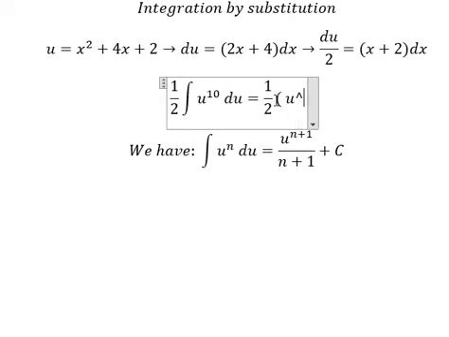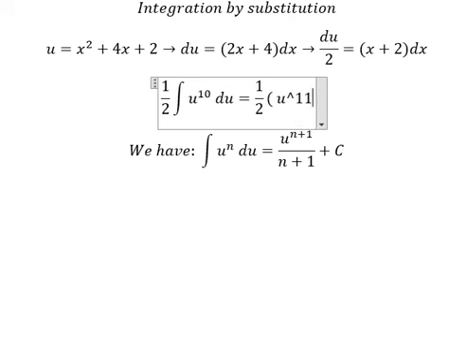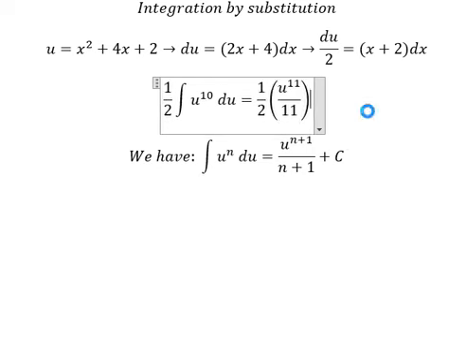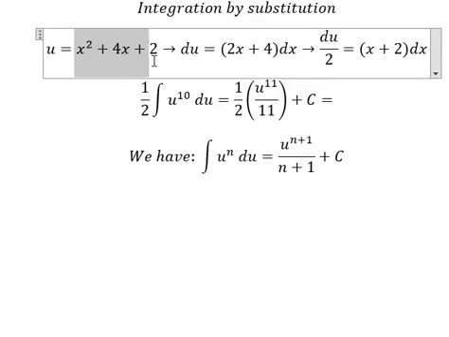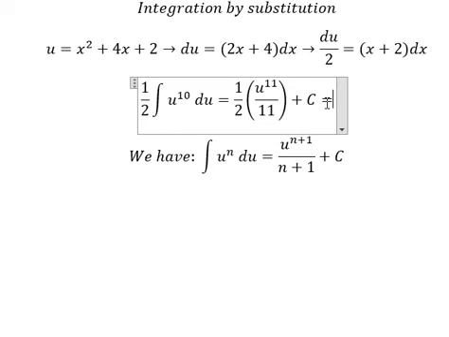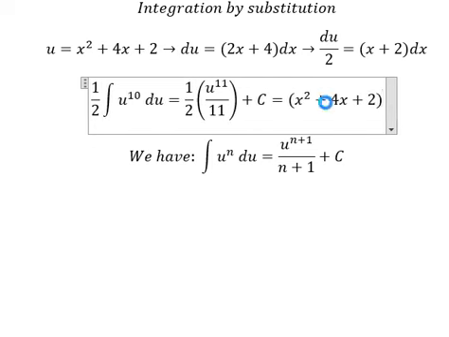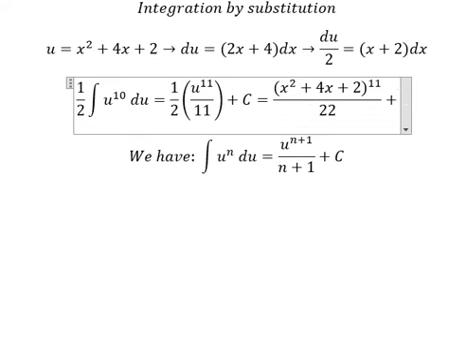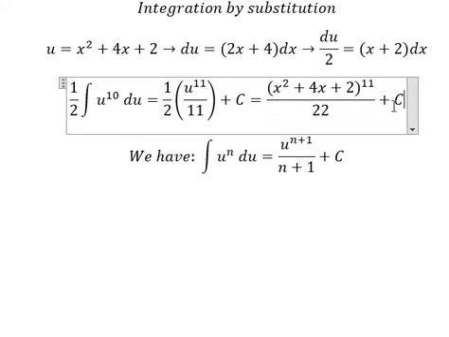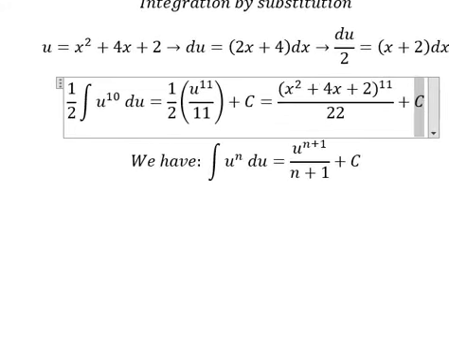So we have u to the power of 10 plus 1, so we have u to the power of 11 over 11. About u, that is this one. Number 2 with number 11, you get 22. And then we put c, that's the constant. And this is the final answer.